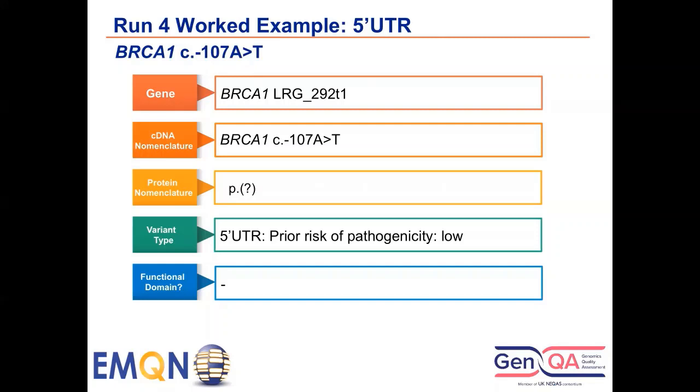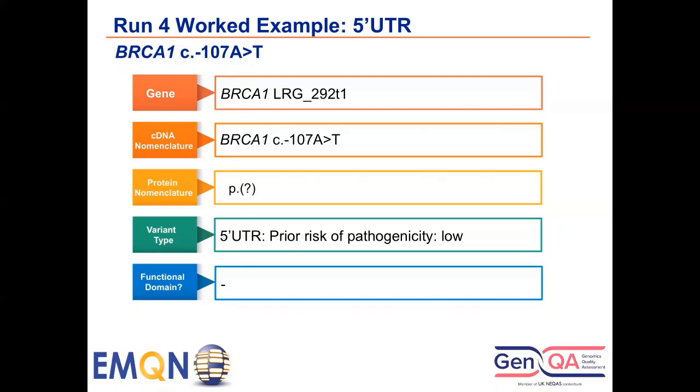Okay, on to my next example. This is a very interesting variant located in the 5' UTR. It's in the BRCA1 gene, c.-107A>T. And generally, variants in the 5' UTR we think of as having a fairly low prior risk of pathogenicity, but obviously this region can contain the promoter elements, and there are other mechanisms of disease such as having an upstream open reading frame.